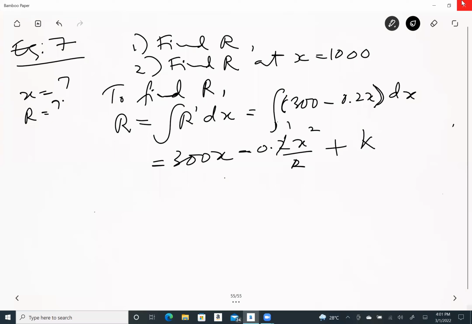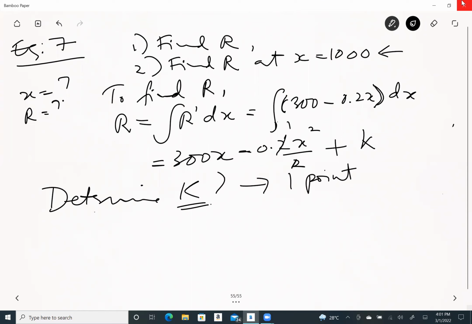Now, I want to find revenue at x equal to 1,000. In order to do that, you have to determine k too. Okay, I have to determine k in order for you to do part two. Now how can we determine k? We must know 1 point on the function, so that you can get k.